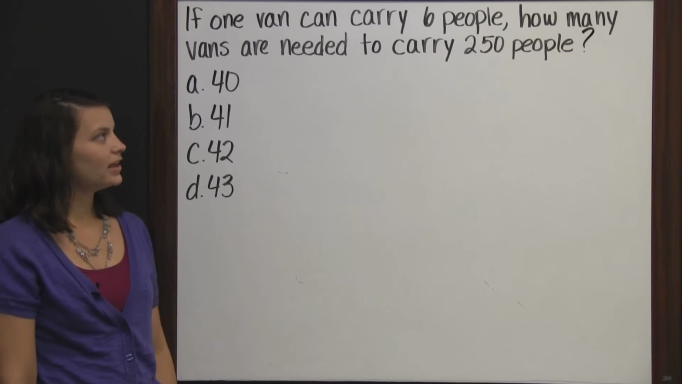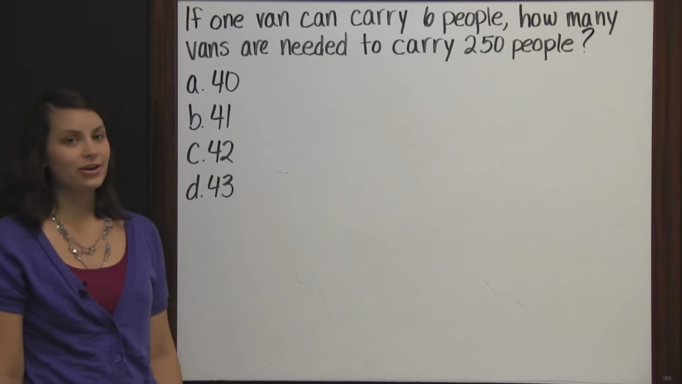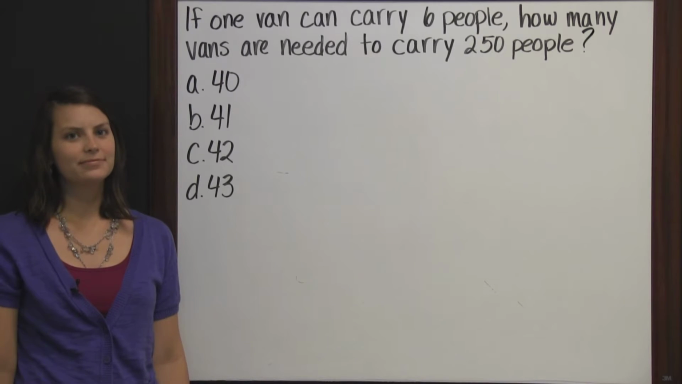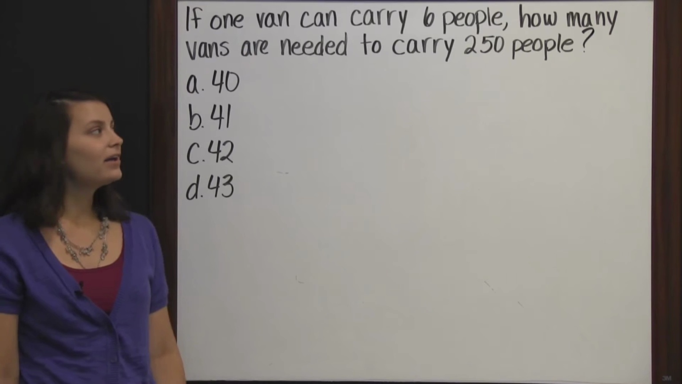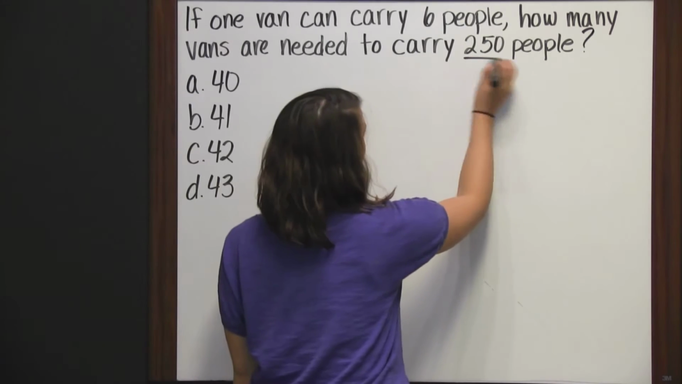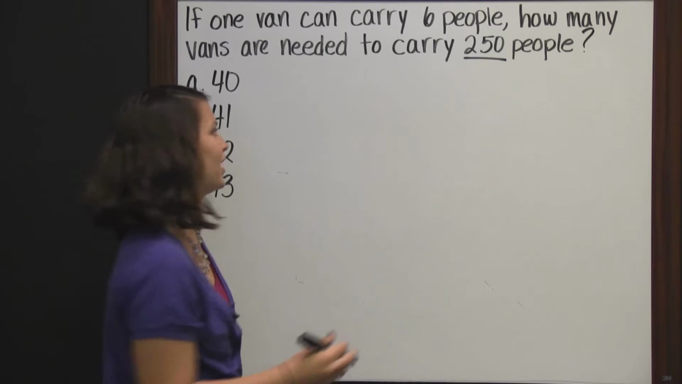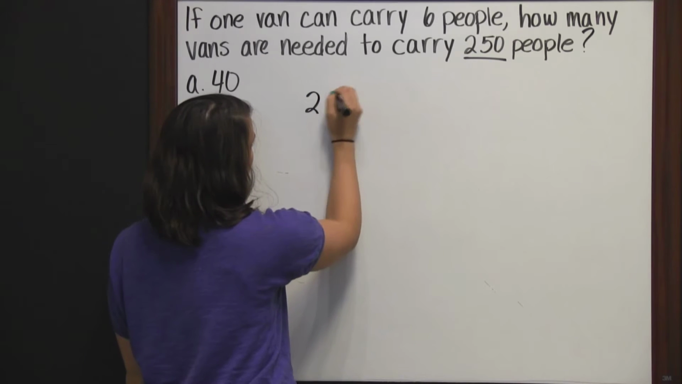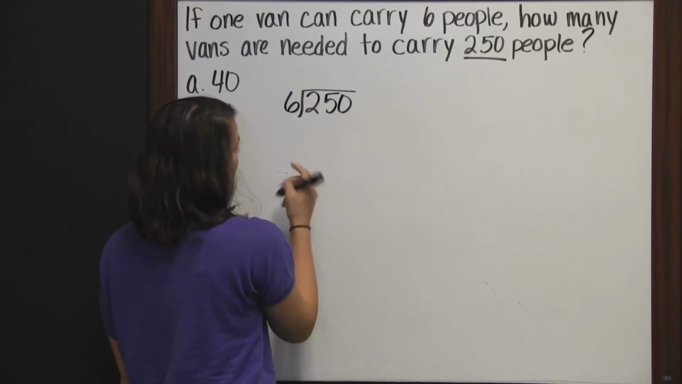If one van can carry 6 people, how many vans are needed to carry 250 people? Well, this is a division problem because we're going to divide up these 250 people into vans, 6 people in each van. So we take 250 and divide it by 6.